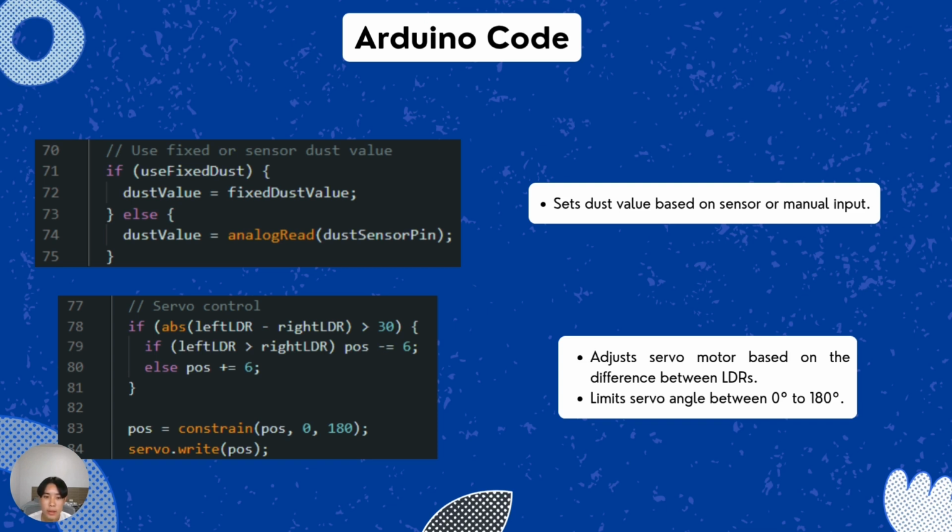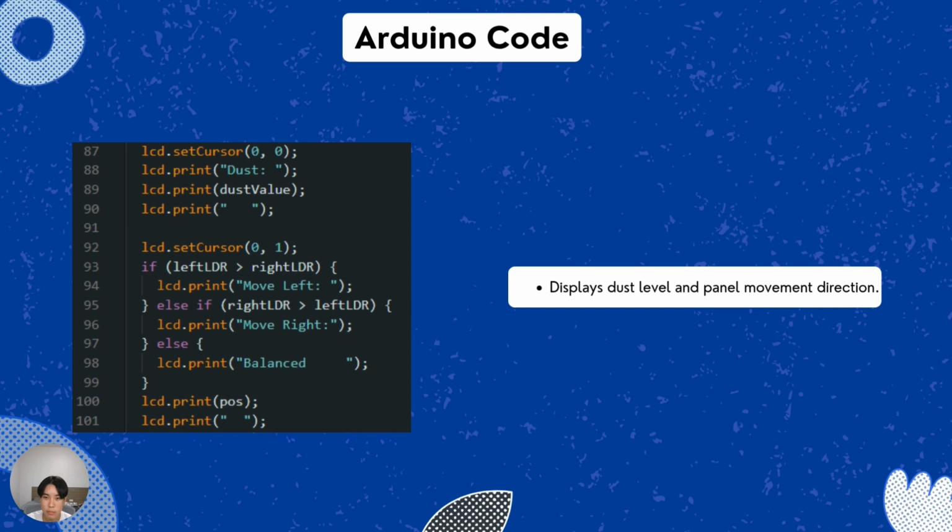If there's a significant difference between the LDRs, the servo adjusts the panel position by a few degrees toward the brighter side. This movement keeps the panel aligned with the sun throughout the day. The LCD displays the dust value on the top row. On the bottom row, it shows whether the panel is moving left, right, or is balanced, along with the current servo angle.